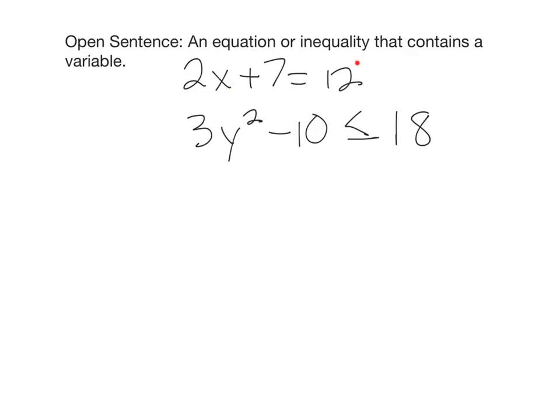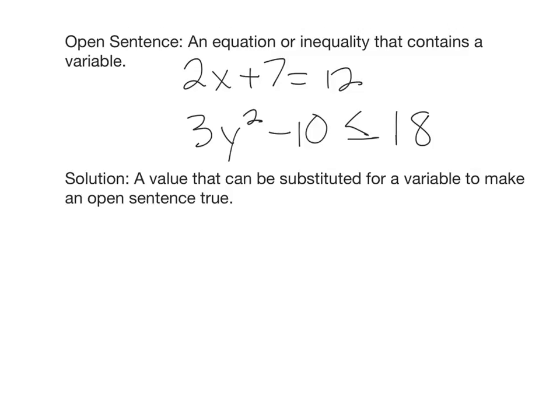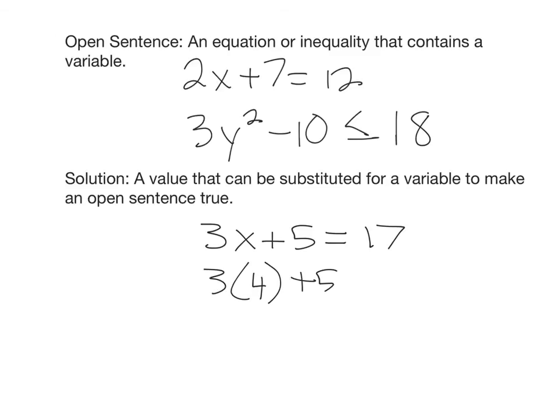We don't know if this equation is true, and we don't know if this inequality is true until we know the value of the variable in each one. A solution is any value that can be substituted for a variable to make an open sentence true. So if my open sentence was 3 times x plus 5 equals 17, 4 is a value that would make this true, because 3 times 4 is 12, plus 5 gives me 17. So we would say 4 is a solution.